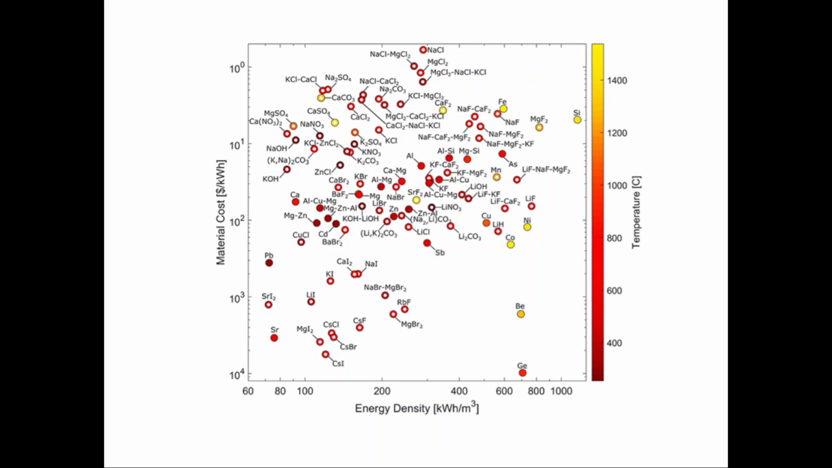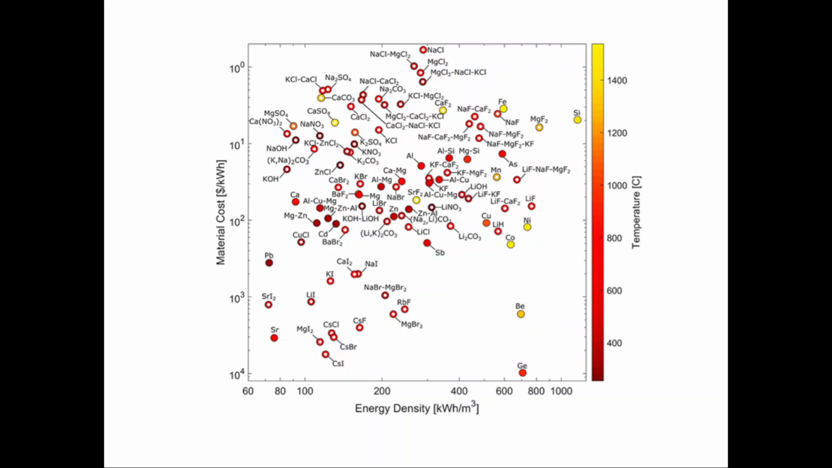And then your x-axis is nothing but your energy density. This energy density is one of the very important parameters. The basic definition of energy density is the amount of energy that can be stored in a material per unit volume of the material.